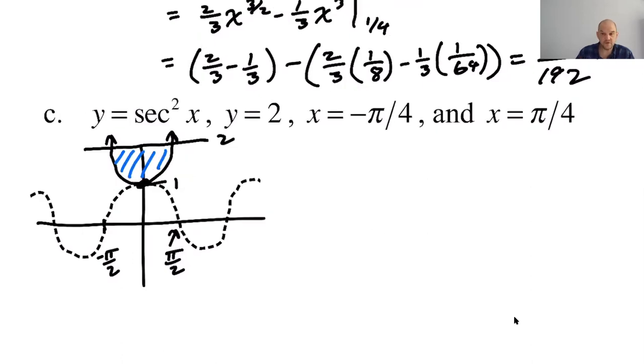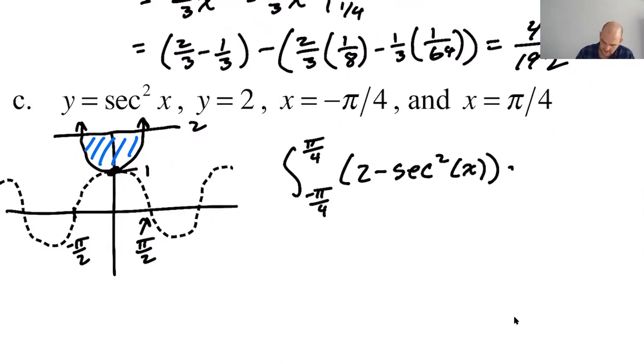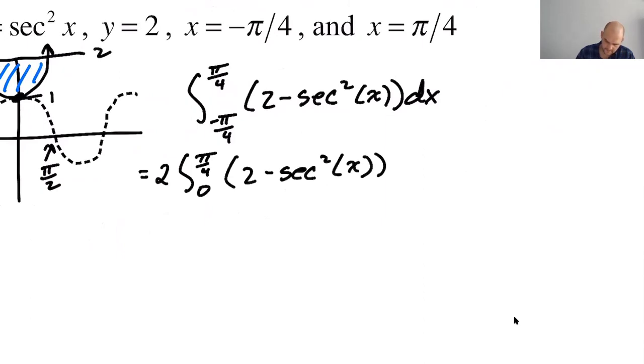So we've got to do top, take away, bottom. So it's going to be the integral from negative pi over 4 to pi over 4. This is actually an even function, so we could do 2 times the integral from 0 to pi over 4, which is probably a better idea. 2 minus secant squared of x dx. But this is all straightforward. So I'm going to do 2 times the integral from 0 to pi over 4, because I think that's going to be easier. 2 minus secant squared of x dx.